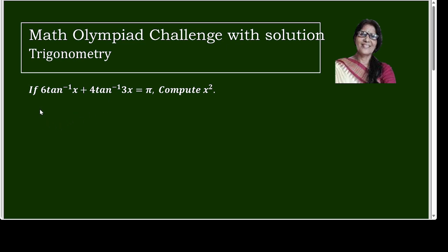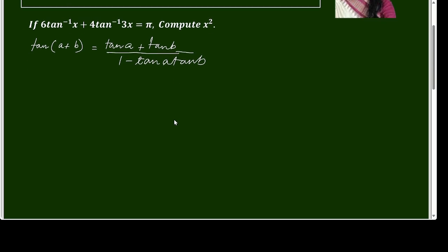So here first we can recall the formula, that is tan of a plus b equals tan a plus tan b over 1 minus tan a into tan b. Let us see how we can apply this formula, or why I have written this formula.